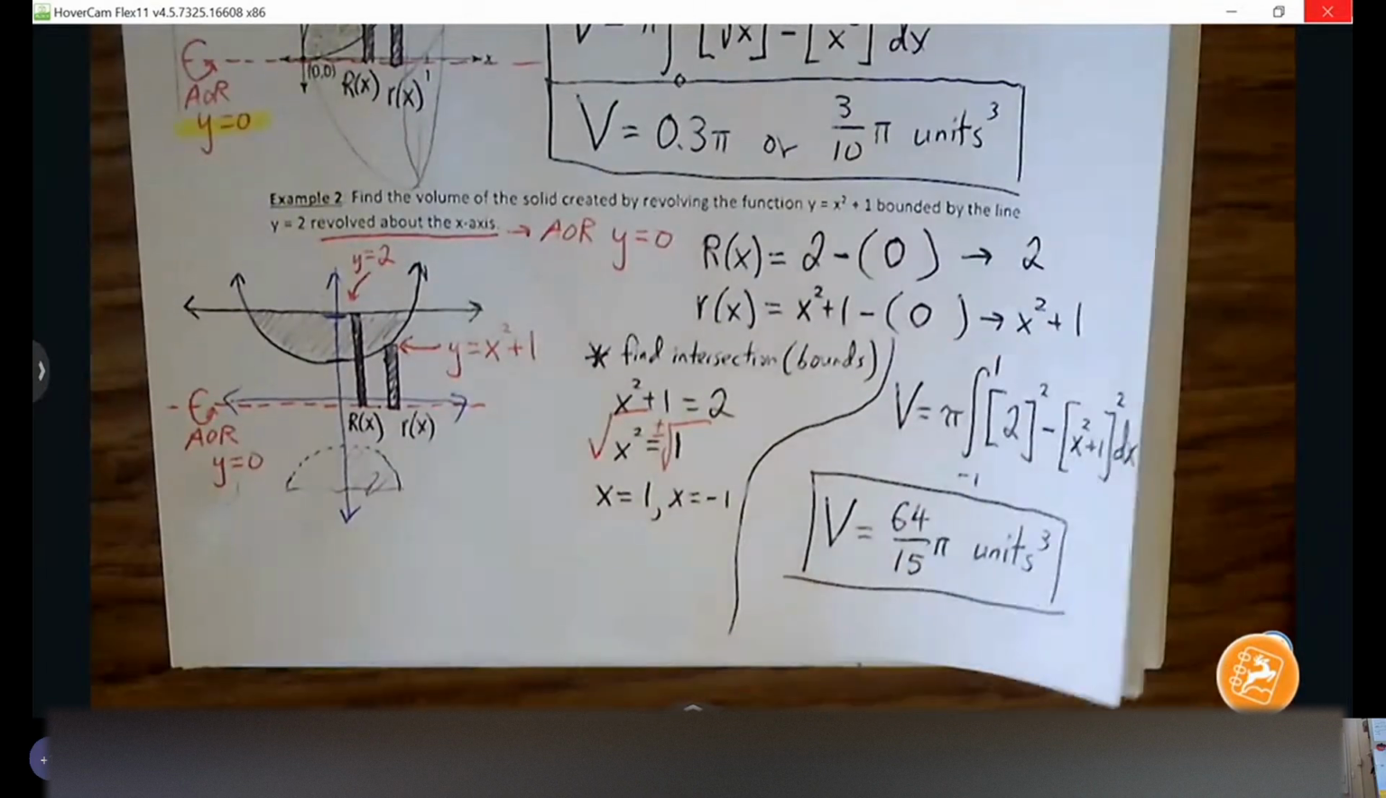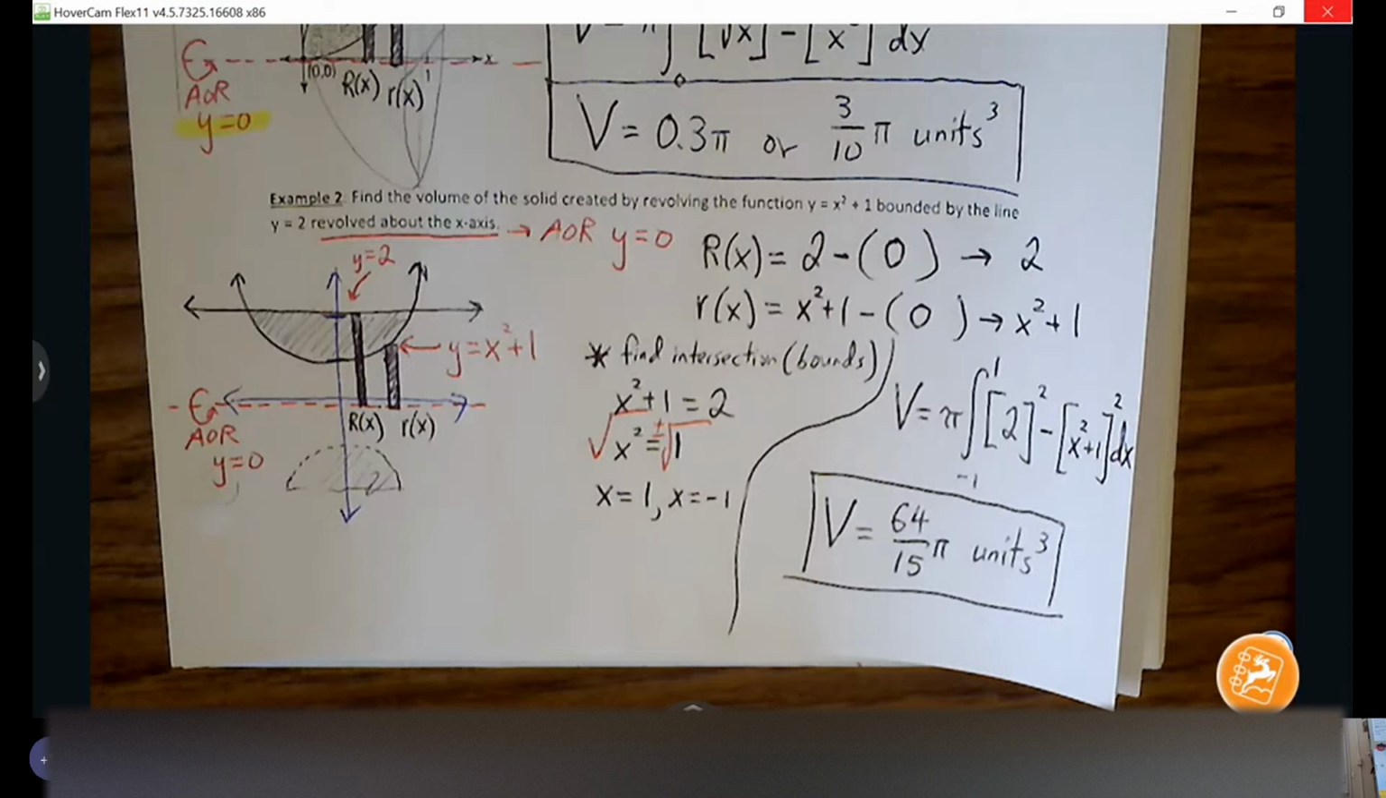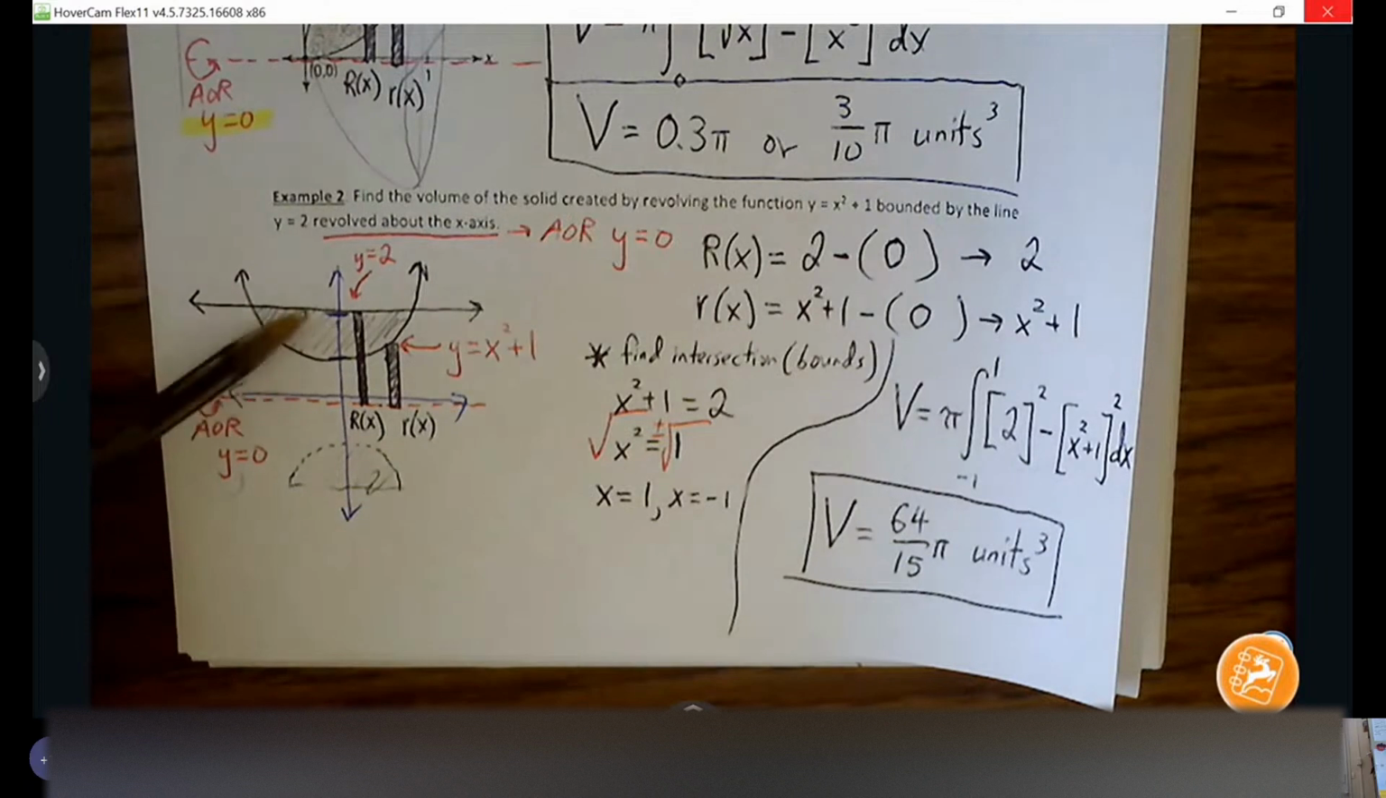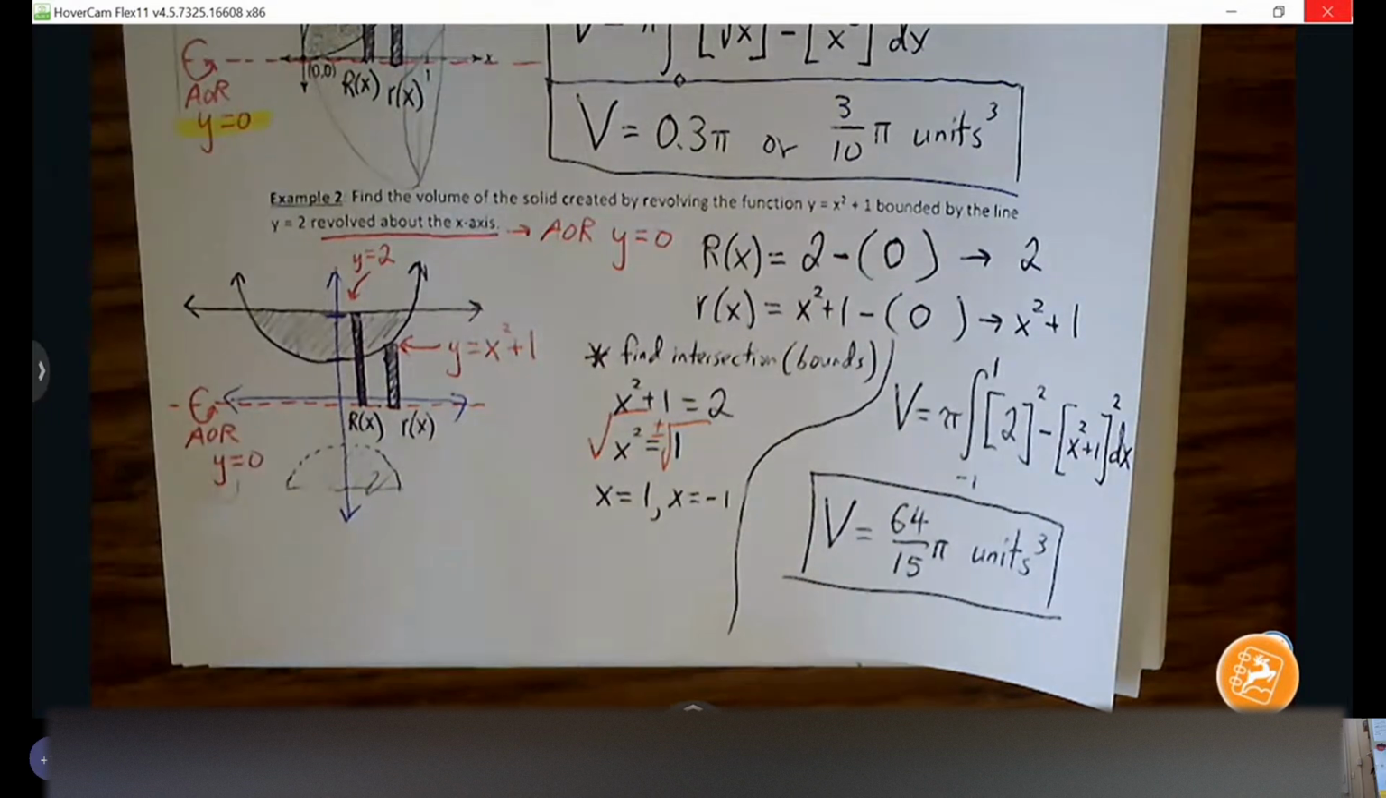Any questions with any parts of this problem? Are we okay with top minus bottom, drawing the radius, knowing where they go, and why we don't find the distance between the two shaded regions?